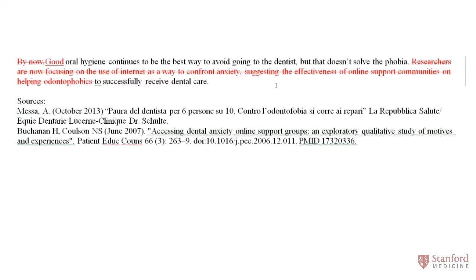Indeed, even if you're great at oral hygiene, you still might have to go to the dentist for an emergency, as the author alluded to earlier. So we still need to solve this problem about the phobia.